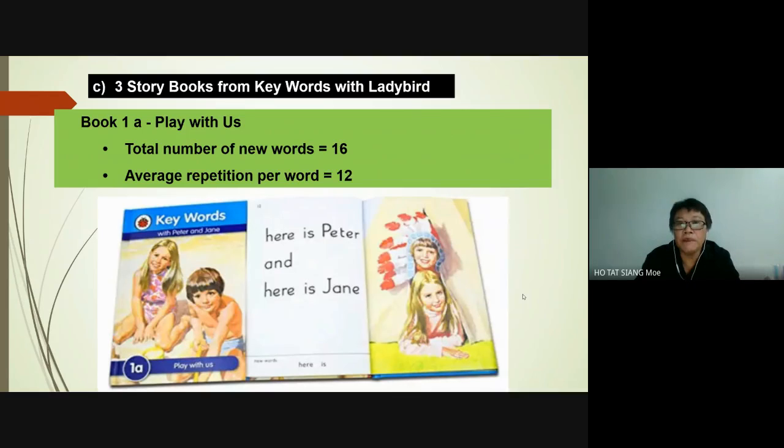Example, you look at the picture here. Here is Peter, and here is Jane. So in this page, there are 7 words here, but there are only 2 new words, here and is. Here and is are the new words. That means for the words Peter and Jane, they learned them before, maybe on the first page or second page. So you see the whole book, after they finish reading it, they will learn 16 new words. And every word that they learn will be repeated about 12 times.